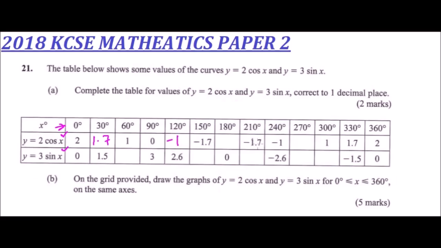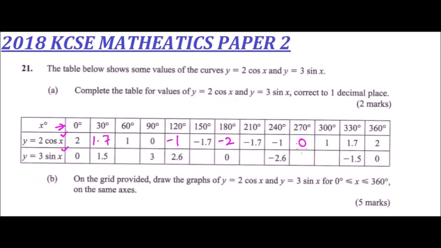2 times cos 180, you get minus 2. Then we have 270. 2 multiplied by cos 270, that should give you 0. Very easy using your calculator.